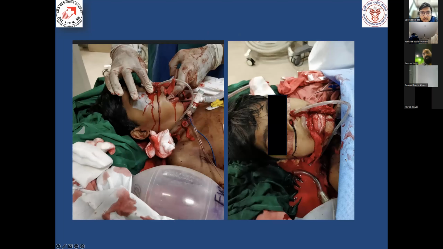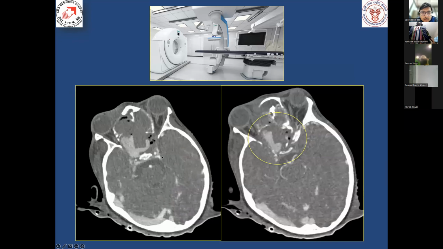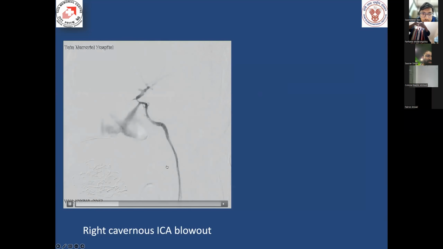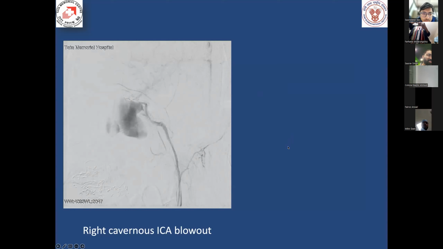So this is the bleeding that was going on. With this, we just performed a CT scan. We have got a machine wherein CT and DSA are integrated. So we did a CT scan. We could see that the entire cavity which was resected is filling with blood. So we took him for angiogram. And you can see that there is a blowout from the ICA.